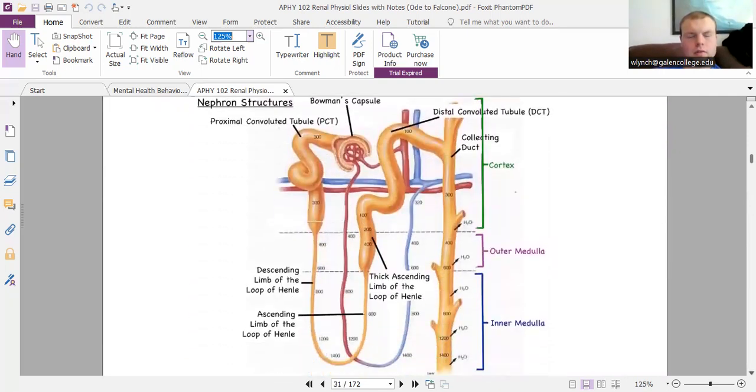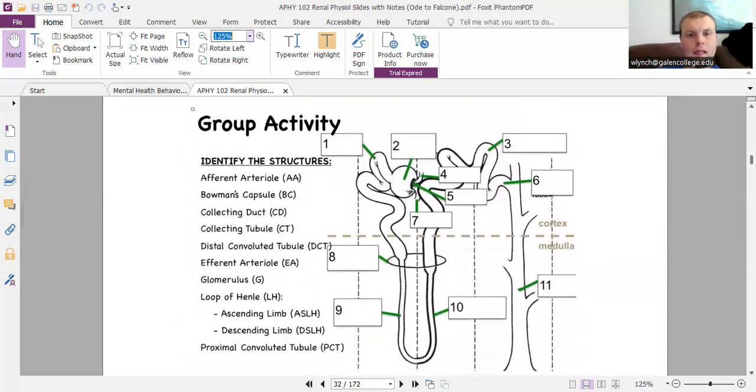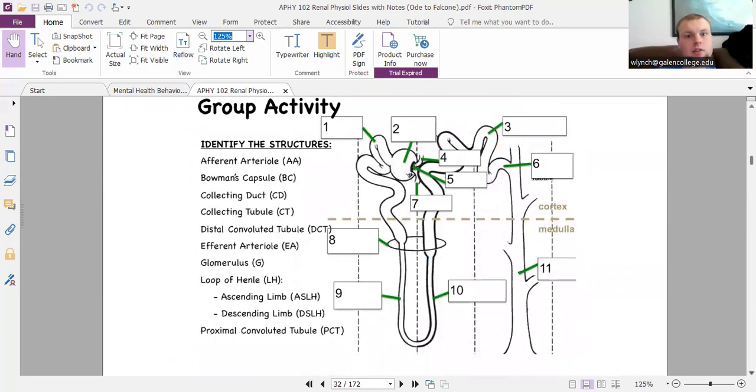All right, so looking at the structure again, we have the proximal convoluted tubule down through the loop of Henle into the distal convoluted tubule into the collecting duct. All right, so let's identify the structures here. Number 1 is going to be the proximal convoluted tubule. Number 2 is going to be the glomerulus. Number 3 is going to be the distal convoluted tubule. Number 4 is going to be the afferent arteriole.